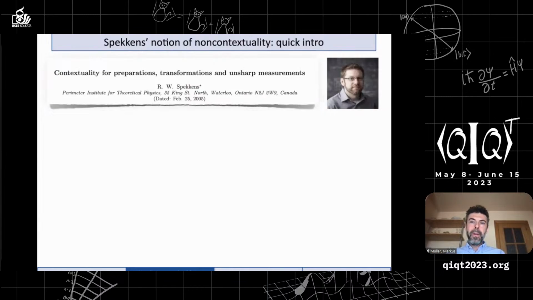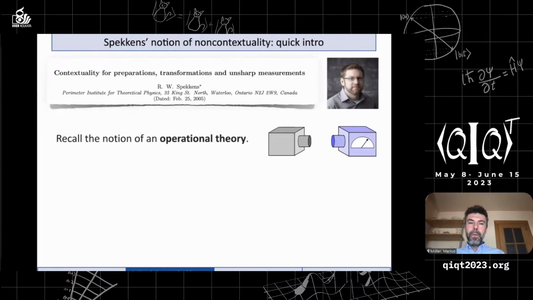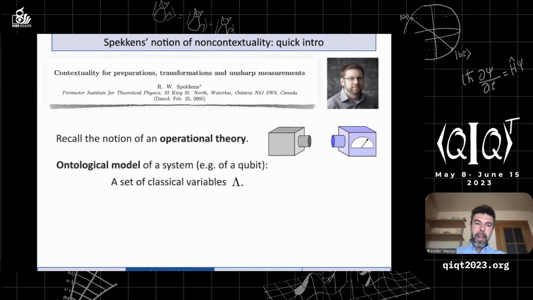Let me give you a quick recap of Spekkens' notion of contextuality. There are many other versions of contextuality, and I think they're all great and should be studied. For the specific purpose we have in mind, we think that Spekkens' version is the most useful one. So when you go back to understand what this notion means, just recall what I told you in operational theory: we have preparation and measurement procedures.